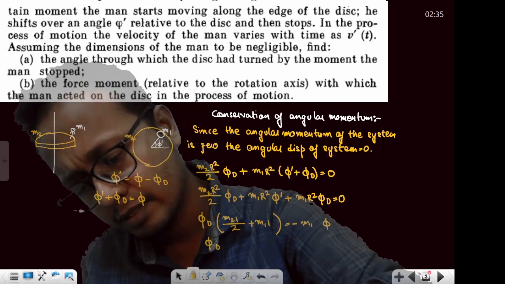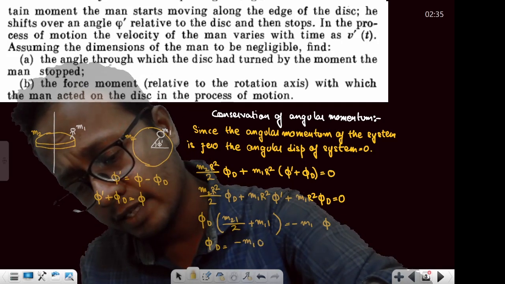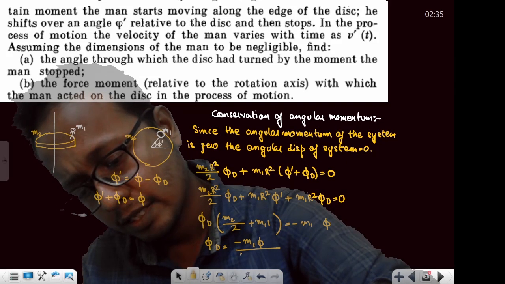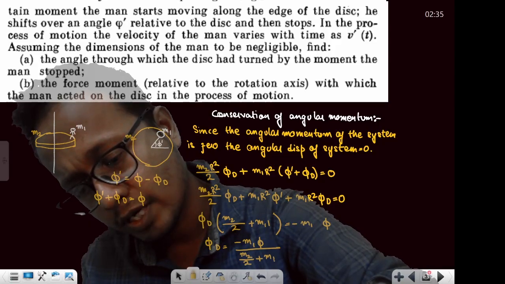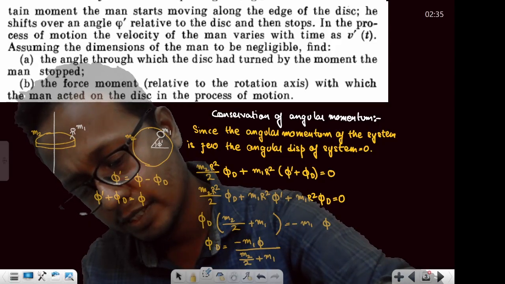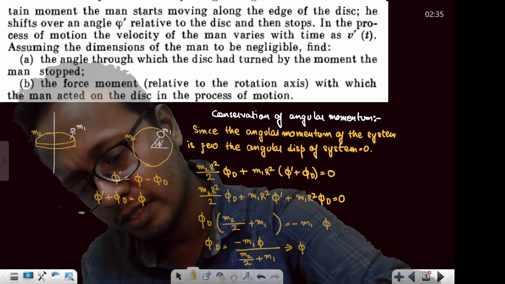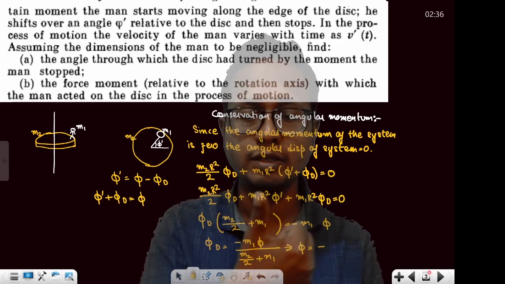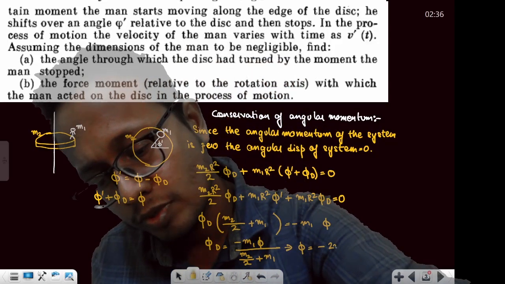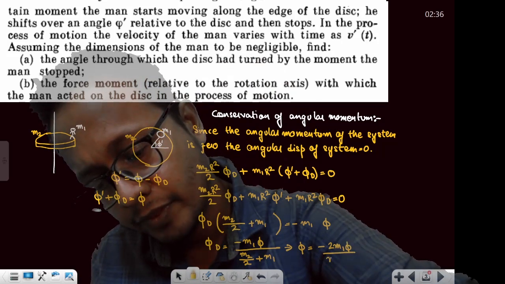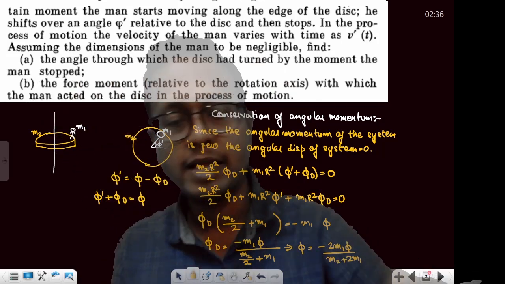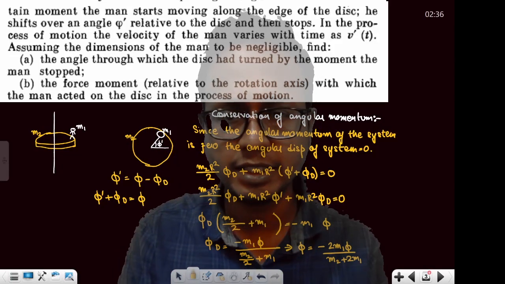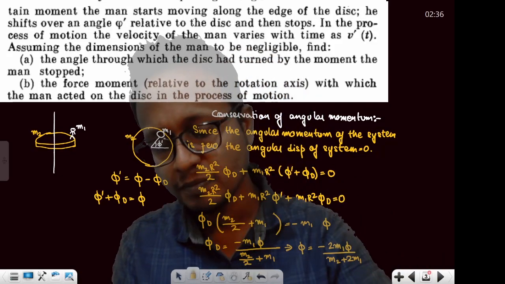So phi d is nothing but minus m1 phi dash divided by (m2 by 2 plus m1). If I take the LCM out, it would be m2 plus 2m1, and the 2 would go up here. So phi d is minus 2m1 phi dash divided by m2 plus 2m1. And this minus sign signifies that if the person moved in this direction, the angular displacement of the disk would be in the opposite direction. So this was the crux of our question.